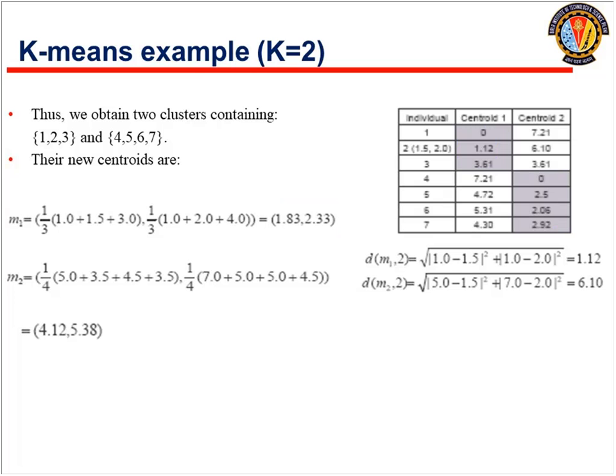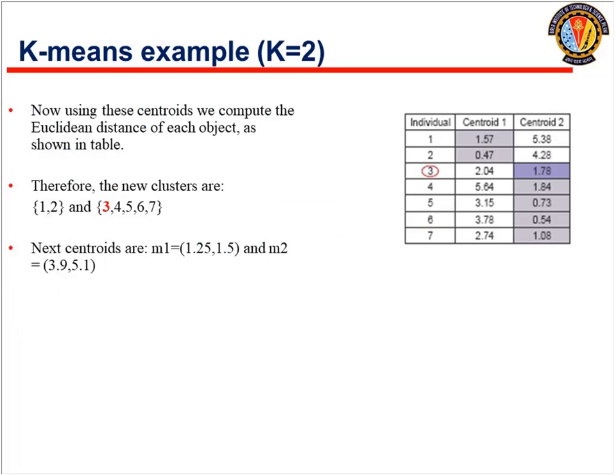Okay, so after this step, you get the first 2 points nearest to the first cluster, and points 3, 4, 5, 6, 7 you'll see are nearest to the second cluster. Now you can see that point number 3 has moved from the first cluster to the second cluster.